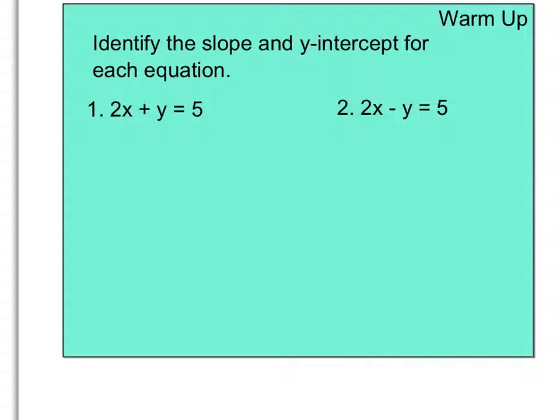Make sure your warm-up is finished and you're ready to check it. Since there's no graphing on your warm-up paper, we're just going to practice getting y by itself and making sure we know the slope and y-intercept today for a warm-up. So the first thing we need to do in number 1 is get y by itself. So we're going to subtract 2x.